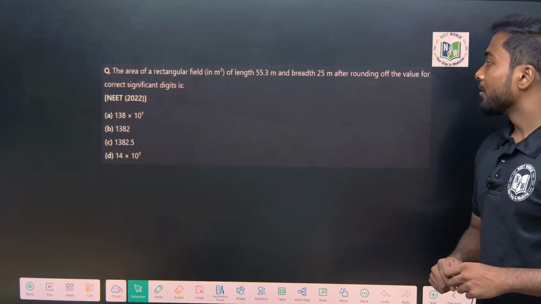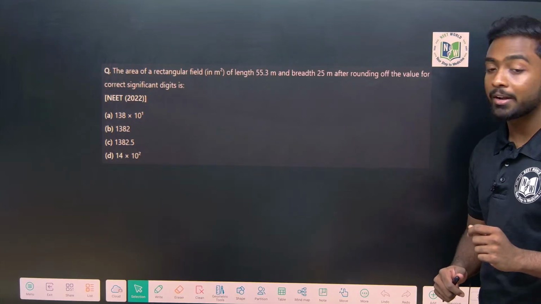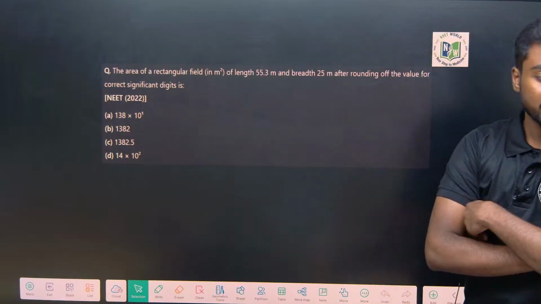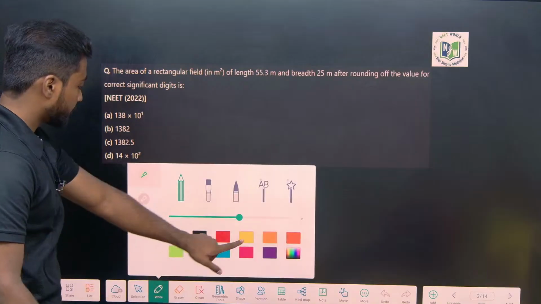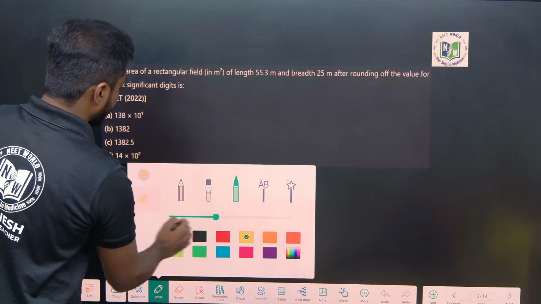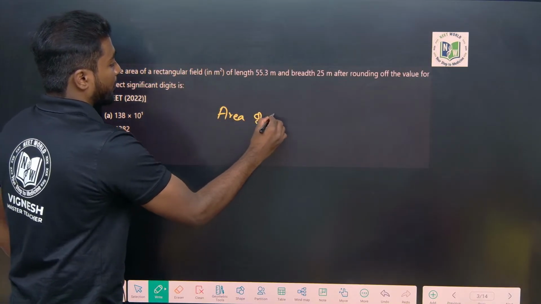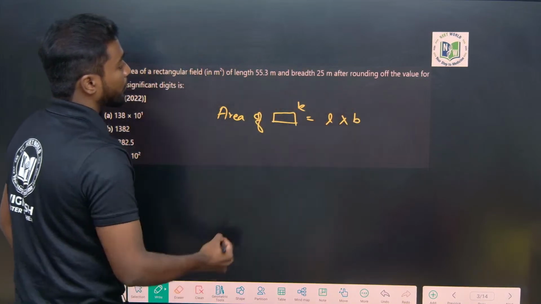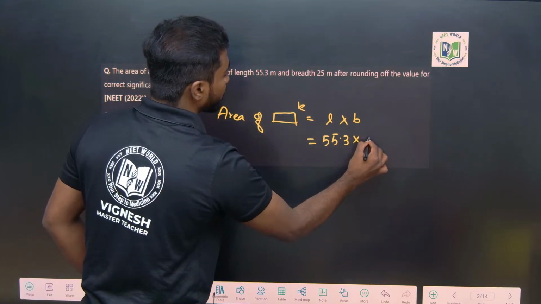the area of a field in meter square, of length 55.3 meter and breadth 25 meter. After rounding off the value to the correct significant digits, what is the area of the triangle? I mean rectangle. The area of the rectangle is nothing but length into breadth. What is the length given here? 55.3 meter into breadth 25.